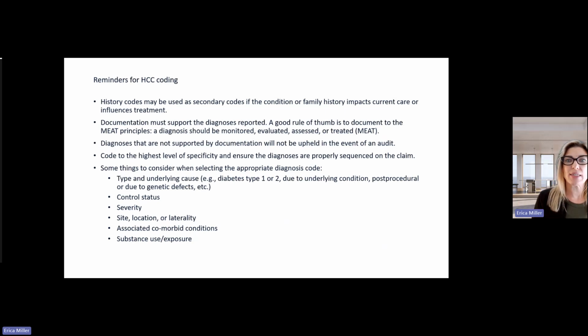Some things to consider when selecting the appropriate diagnosis code. Type and underlying cause. So I added in here examples of type 1, type 2 diabetes due to underlying condition. It could be also due to genetic defects, whatever that looks like. The severity of the condition, so words like exacerbated, complicated, the site, location, laterality, again, any associated comorbidity conditions, if there's substance use or abuse, substance exposure, such as tobacco, alcohol, drug use, etc. Okay.